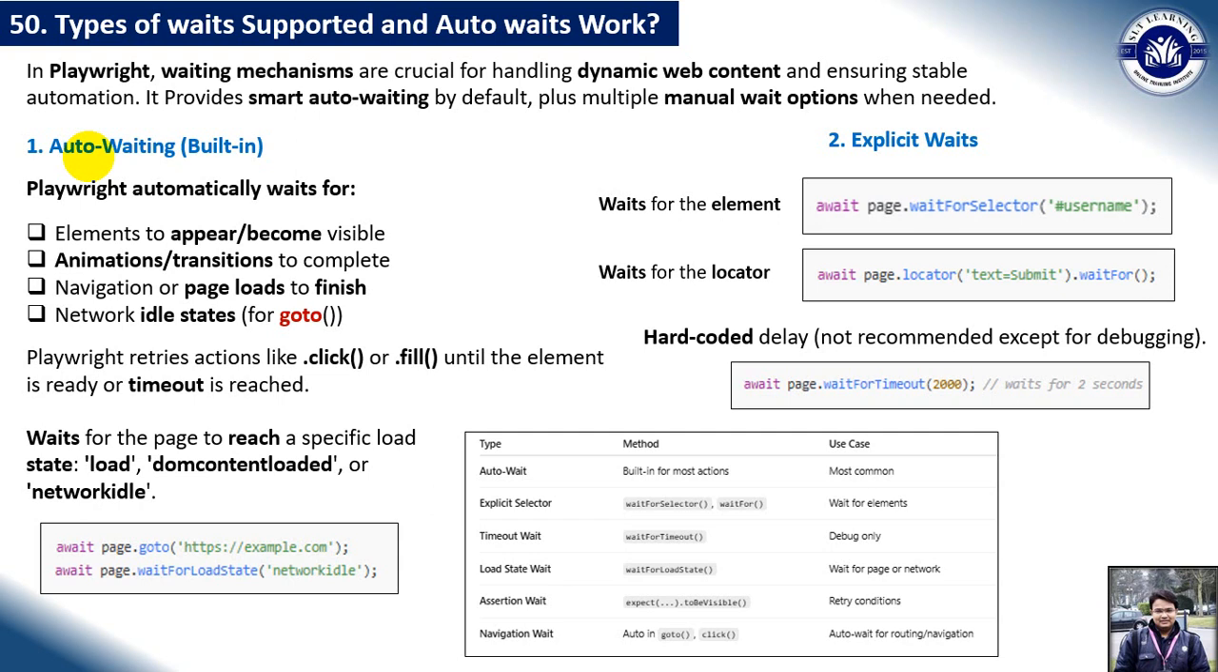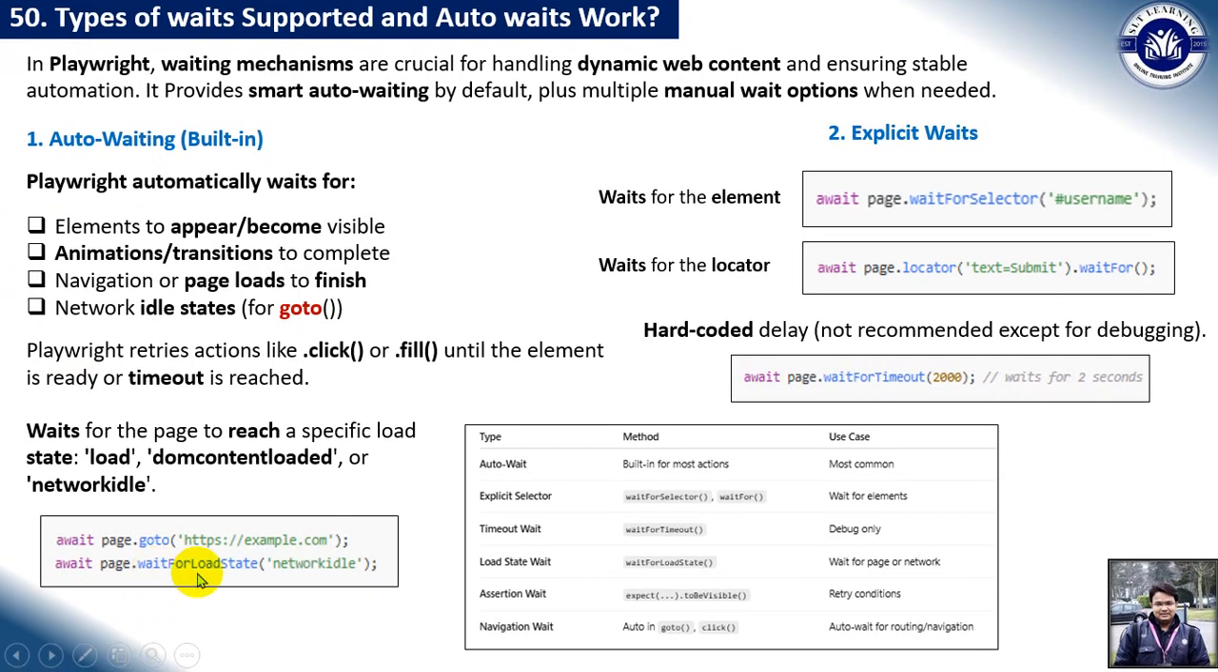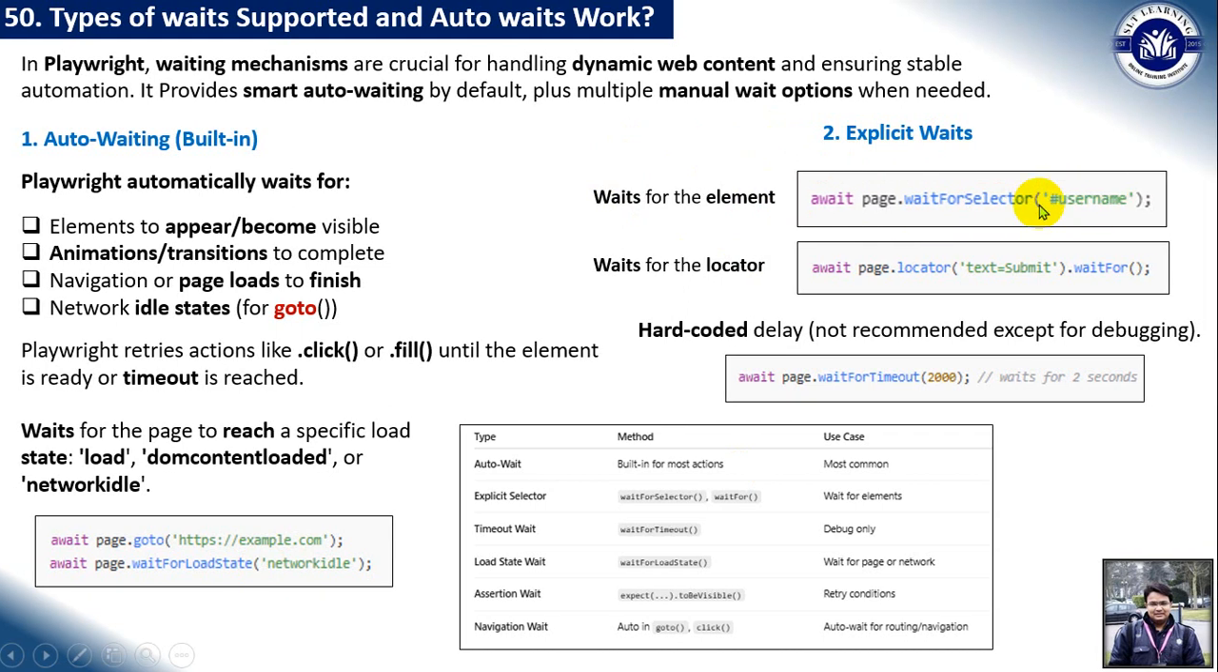You can wait for the page to reach a specific load state, like state equals load, document loaded, or network idle. These are commands that you can utilize. Waiting for the load state network idle means you wait for a certain state to be completed and then perform the action. This is not mandatory, but if you want to use an explicit wait for a certain condition, you can use waitForSelector, waiting for the selector to become available and then performing the click action, or wait for the locator to appear and then perform the action.